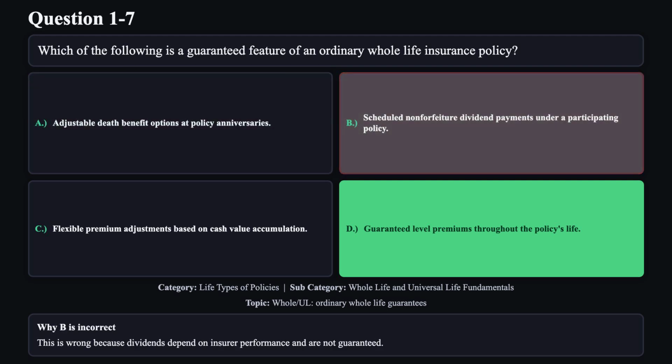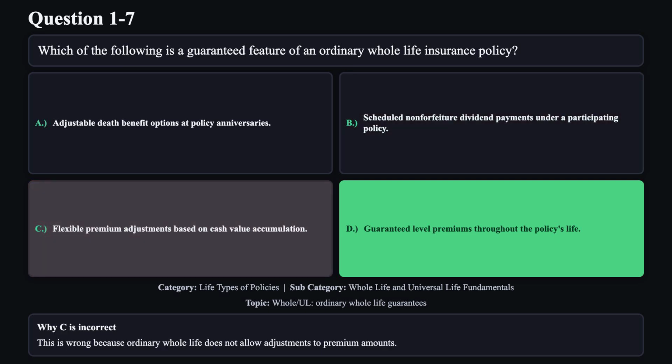Reason B is not correct. This is wrong because dividends depend on insurer performance and are not guaranteed. Reason C is not correct. This is wrong because ordinary whole life does not allow adjustments to premium amounts.